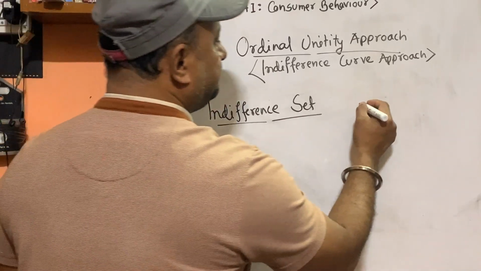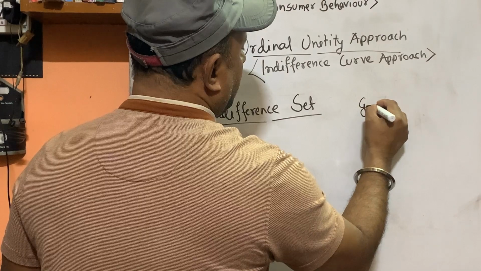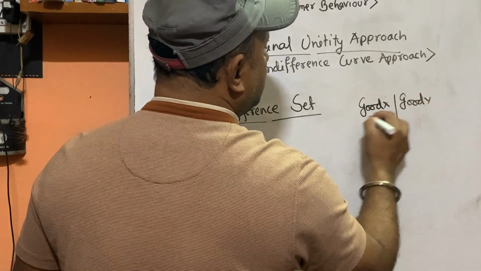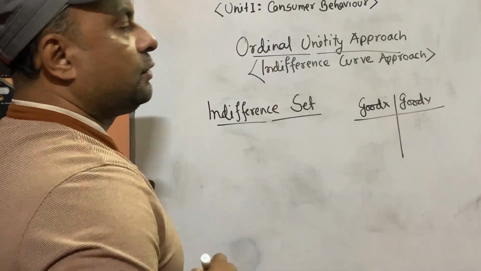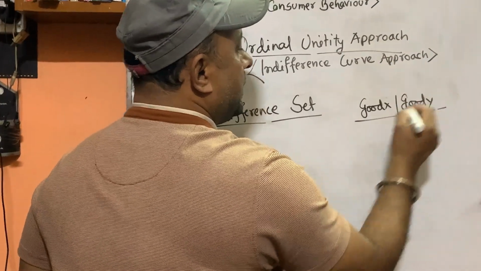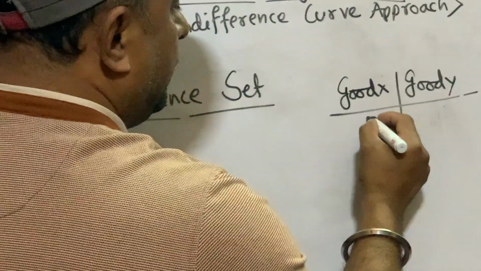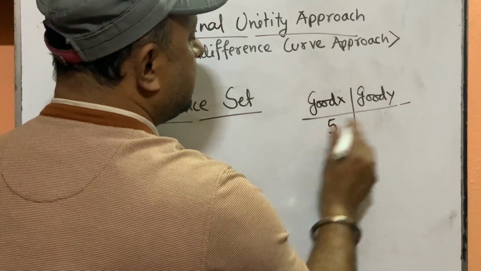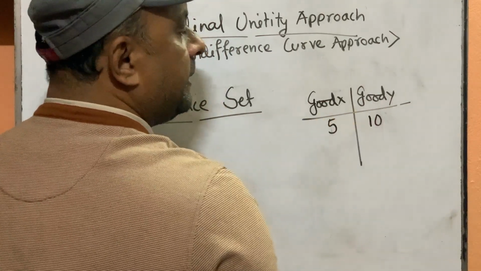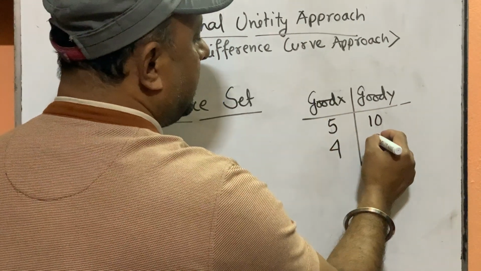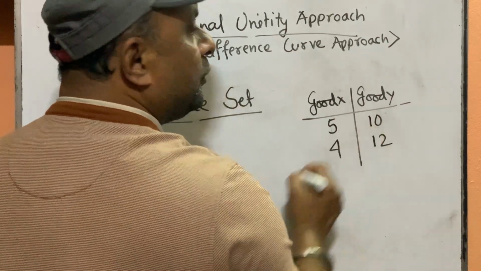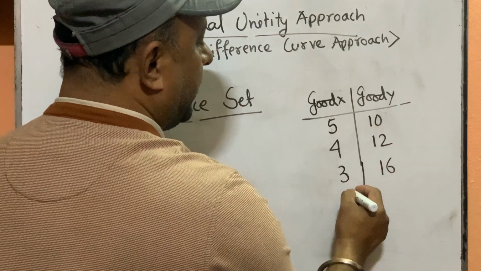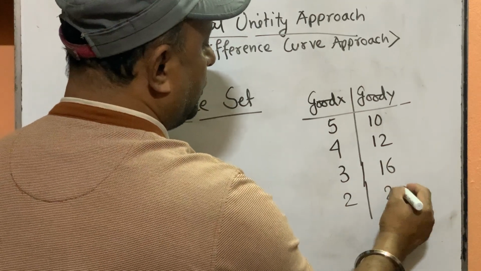Suppose, for example, good X and good Y. The consumer is consuming two goods, X and Y. Suppose he can consume 1 unit of good X, 5 units of good X and 10 units of good Y, 4 units of good X, 12 units of good Y, 3 units of good X, 16 units of good Y, 2 units of good X, 20 units of good Y.